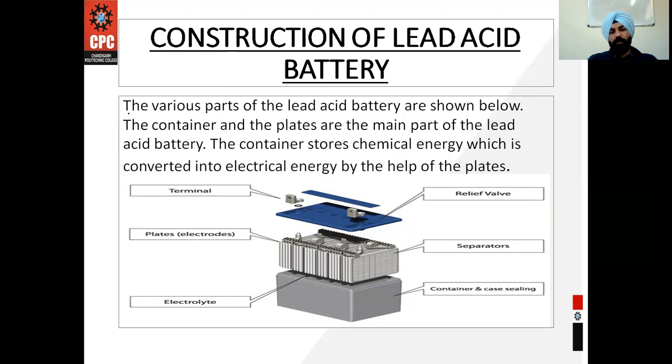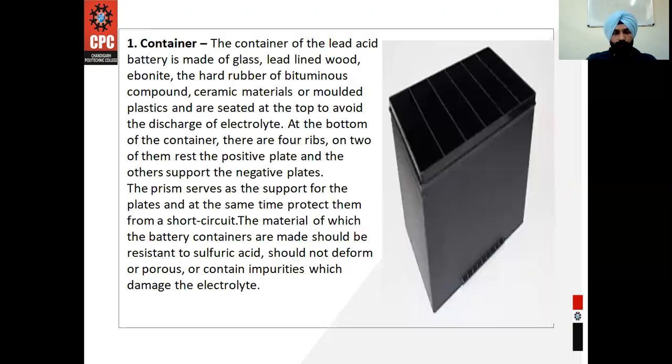Next is construction of lead acid battery. The various parts of a lead acid battery are shown below. In the figure, the container and the plates are the main parts of a lead acid battery. The container stores chemical energy, which is converted into electrical energy with the help of the plates.